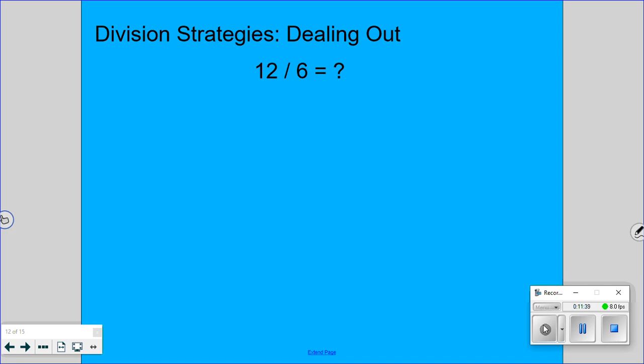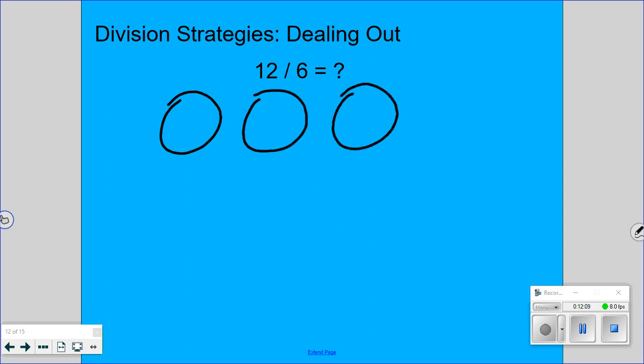So again, I've got my 12 things. If you haven't written this equation, this is the one we're going to be practicing with. I've got my 12 things put into my 6 groups. So if I imagine this being a card game, I've got 12 cards that I'm trying to put into 6 groups. I've probably got 6 people playing. I'm going to go ahead and draw 6 circles.